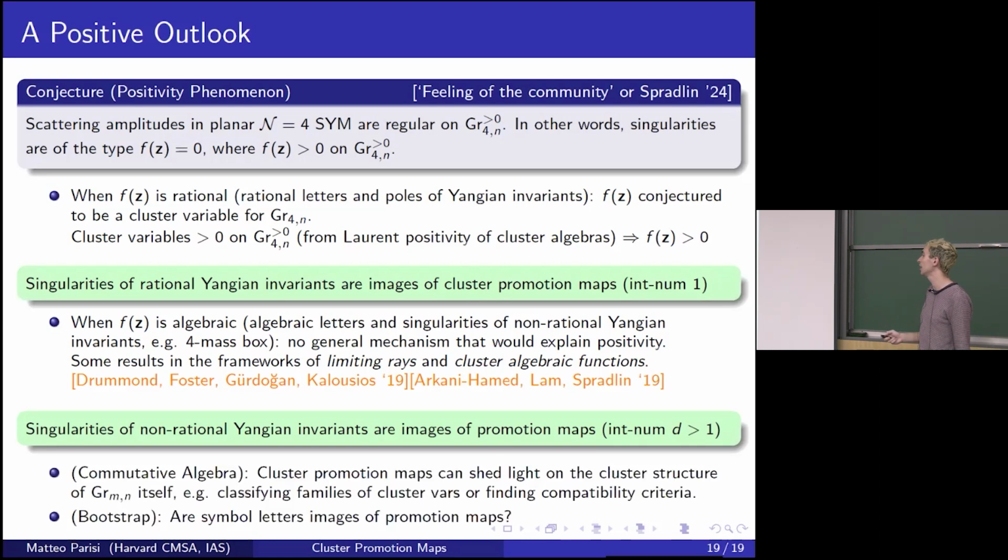Okay, so I'm just going to leave it to say that these cluster promotion maps can, of course, shed light independently on the cluster structure, even if you don't care about scattering amplitudes and you want to think about cluster algebras itself. Or if you care about scattering amplitudes, that's why we are here, you want to understand how these are relevant for studying symbol letters. For example, are symbol letters images of promotion maps?